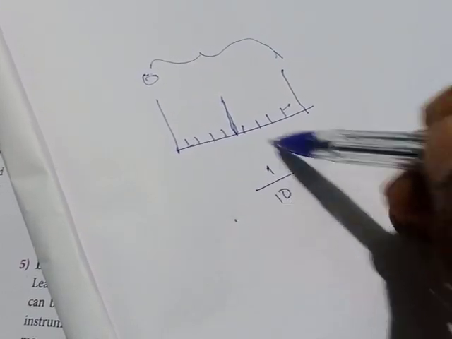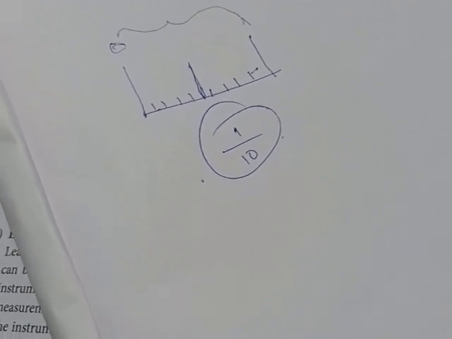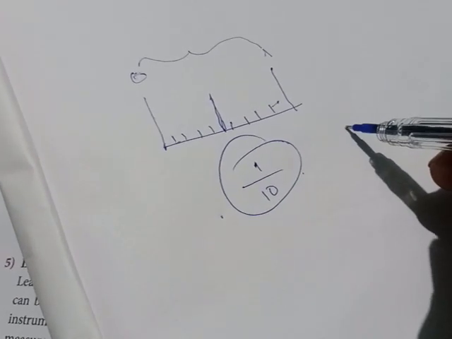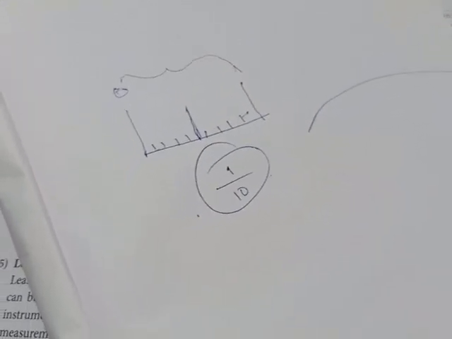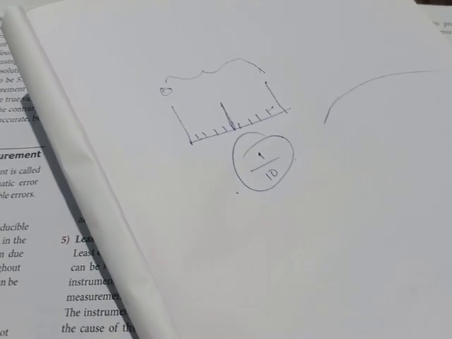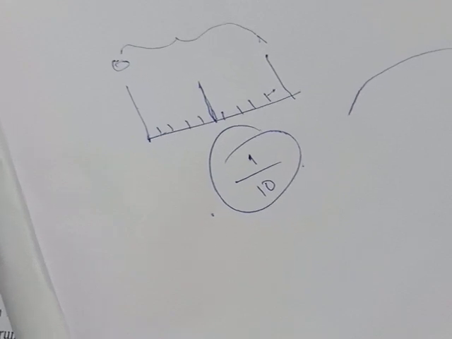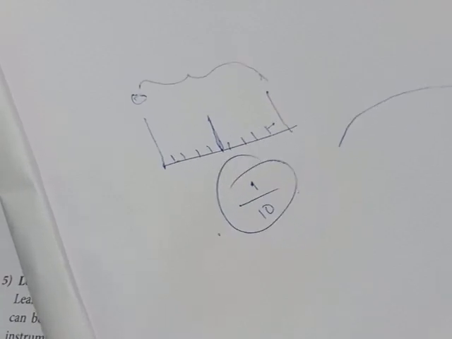So 1 divided by 10. This is what a least count error is. Suppose we are taking a protractor. In that protractor also, we know there will be divisions like this. So for all instruments, not only the protractor and the ruler, in the ammeter, voltmeter, everywhere, the smallest value we can measure, that is what we call the least count error.